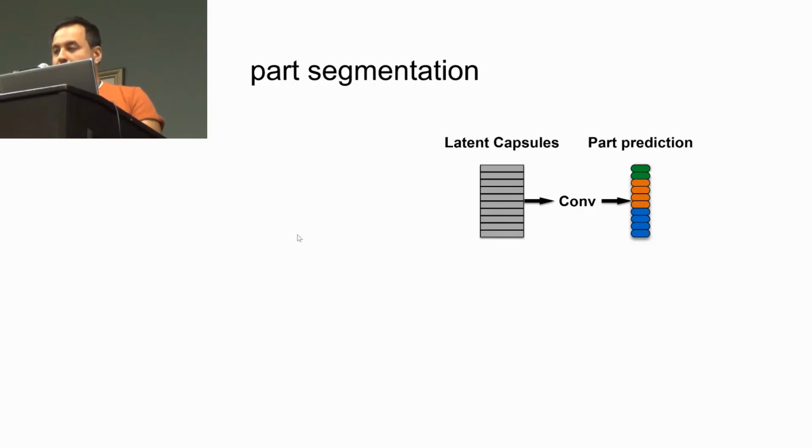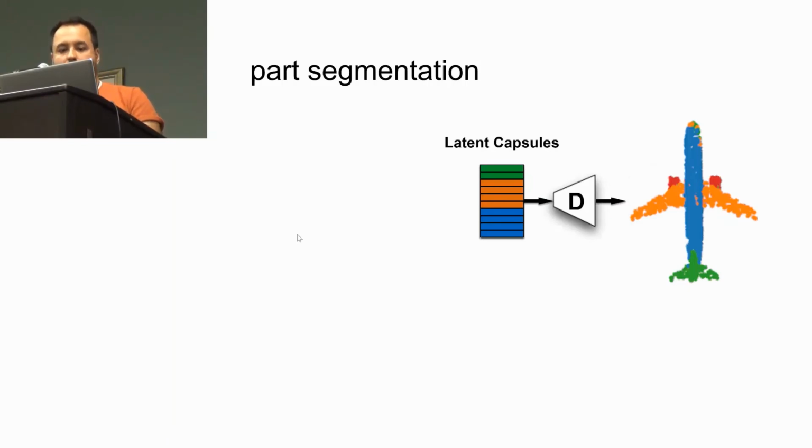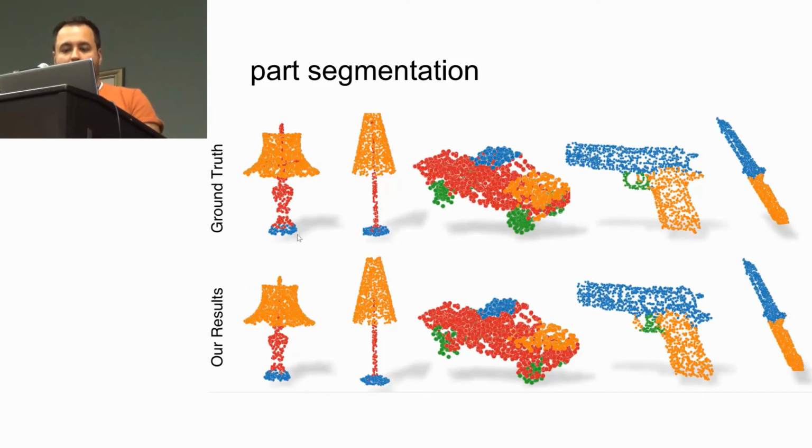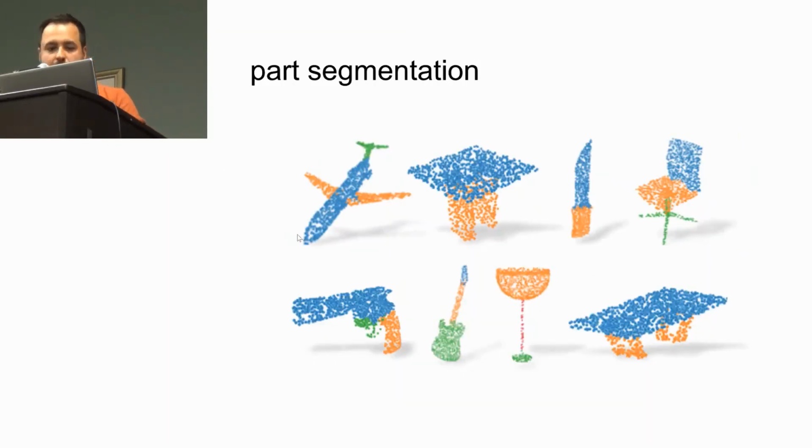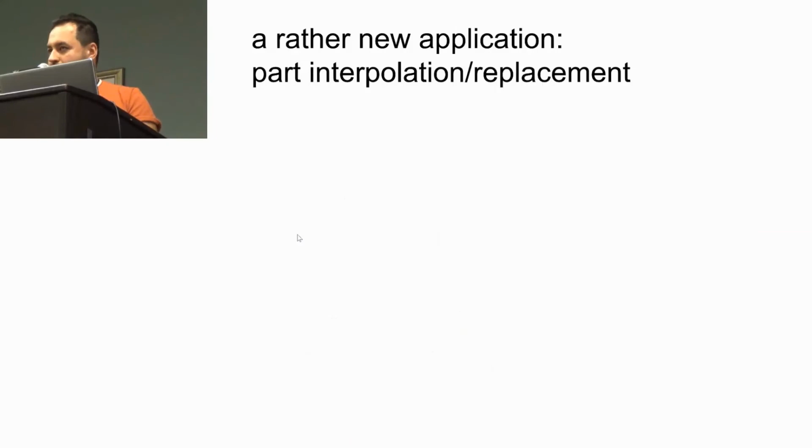And I can now do the part segmentation, because from the latent space, I can go to these part predictions, right? And I also know the association to the latent capsules. So I decode, that is possible. Therefore, I end up with these part segmentations, which look like those. And it's pretty close to the ground truth. I don't have much time, therefore I will not pause on them too much, but they are actually good.